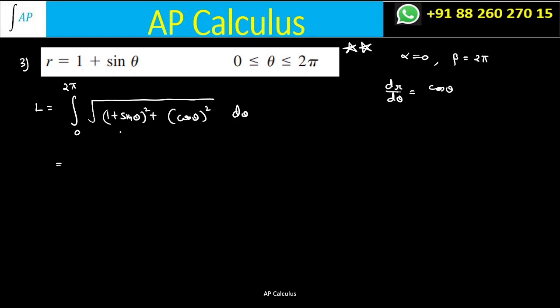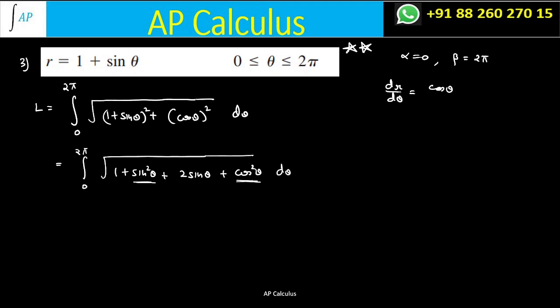Now one way is you can use the calculator for this, but suppose this question is the non-calculator one, so let's see how we can proceed. So 1 plus sin square theta, a square plus b square plus 2 sin theta if you open it, and it will be cos square theta. Now sin square theta plus cos square theta will become 1, and this 1 plus 1 will become 2. So 2 plus 2 sin theta. We can take the 2 common, it will be 1 plus sin theta. The integration is going from 0 to 2 pi.